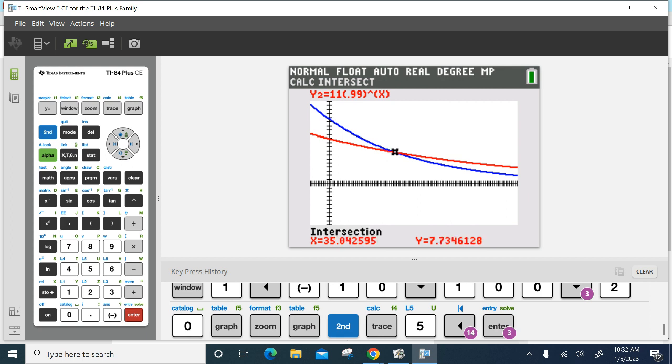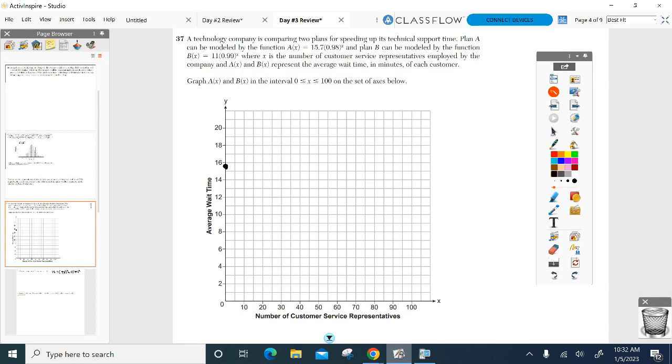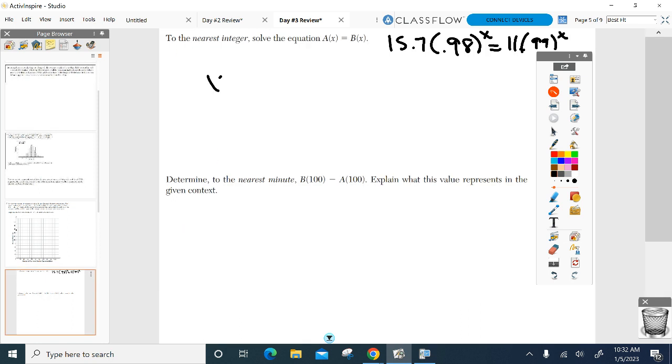And then solving for X, that's where it intersects. And we just got to make sure we round correctly. So second trace, intersect. Put the spider on where they intersect. Enter 3 times. It intersects at about 30.35. Okay? Everyone see how we got that?